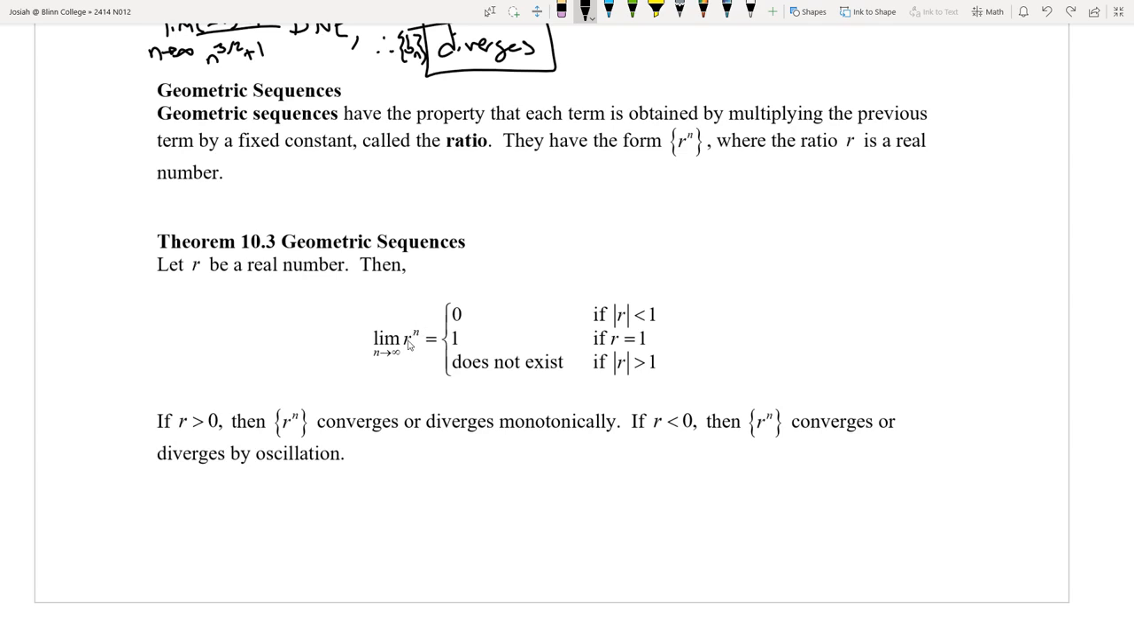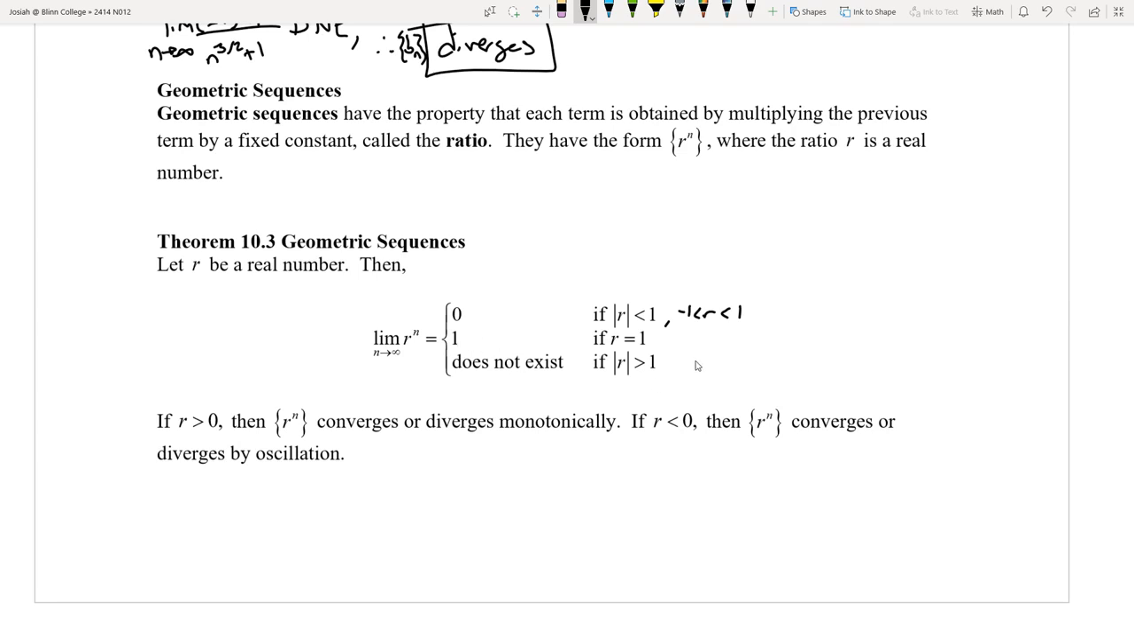So if our common ratio is going to be less than 1 or greater than negative 1, right? So r is between negative 1 and 1. Then our terms will get smaller and smaller and smaller, and they'll go down to 0. If r is equal to 1, we'll have 1 to the nth power. As n gets bigger, we just get more 1s. So we'll end up at 1.